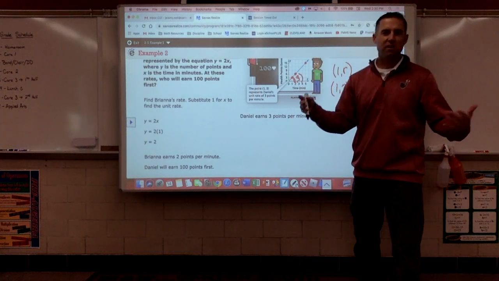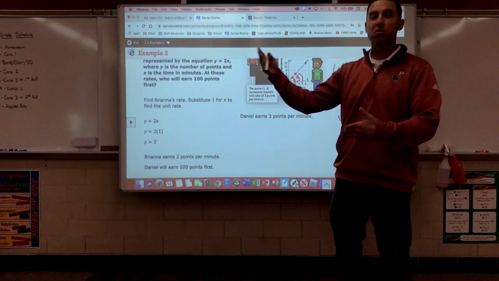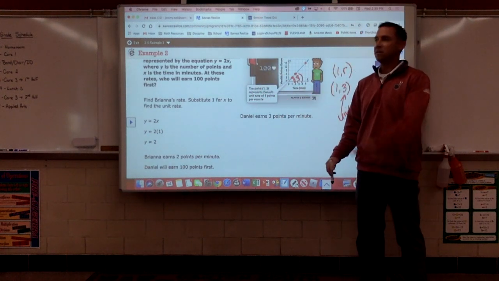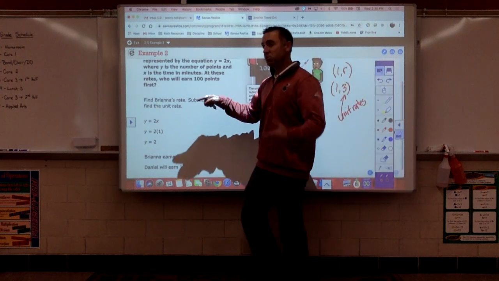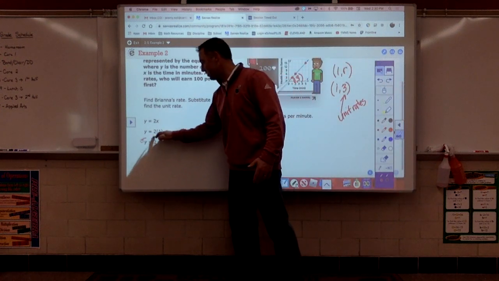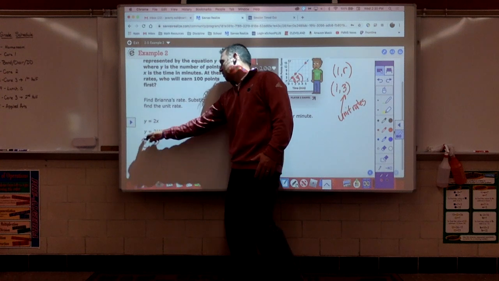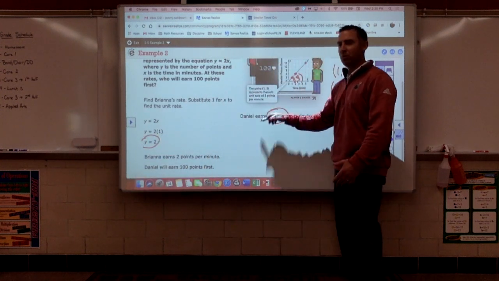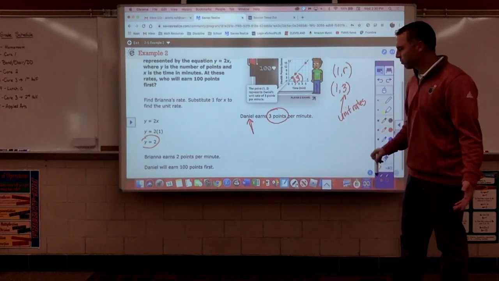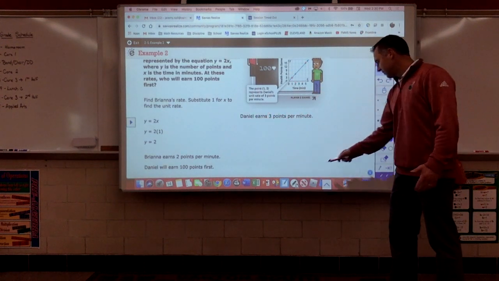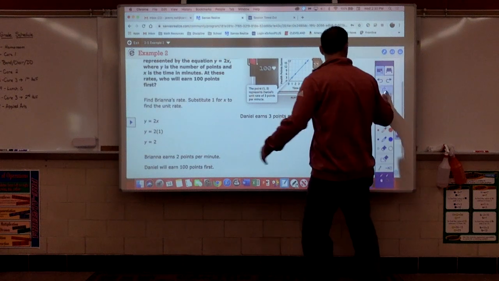Well, who's going to get there faster? The person who gets 2 points a minute or the person that gets 3 points a minute? Who's going to get to 100 faster? The person who gets 2 points each time or the person that gets 3 points each time? 3 points. So Daniel's going to get to 100 points faster. Daniel would be the winner.